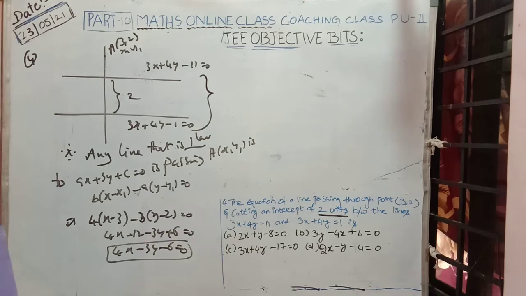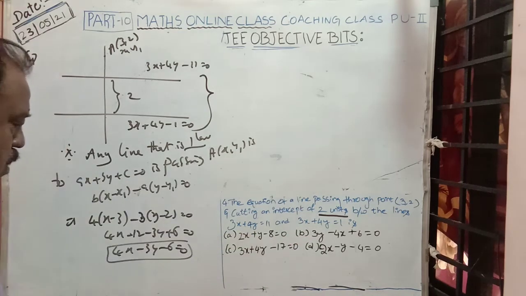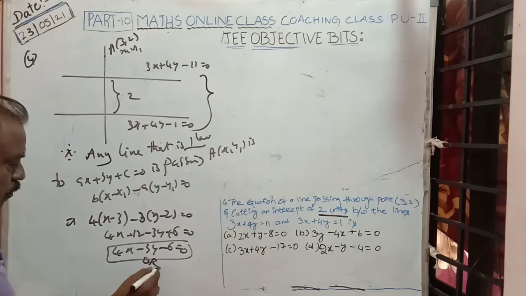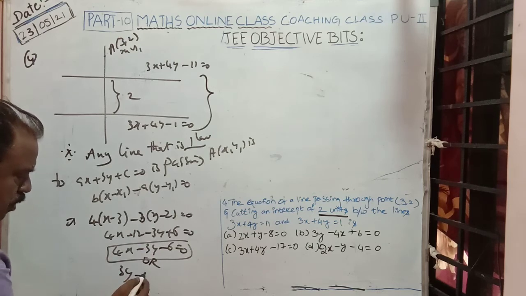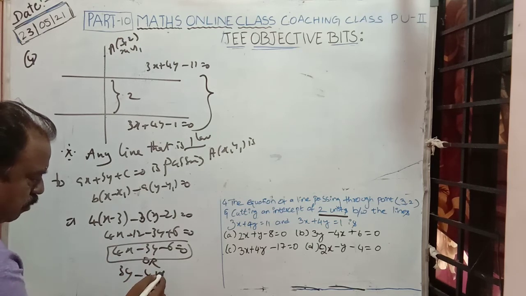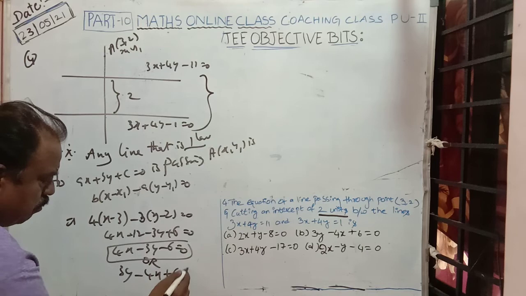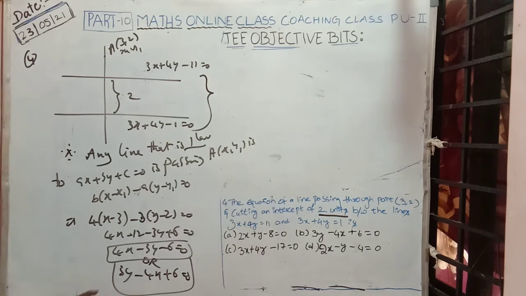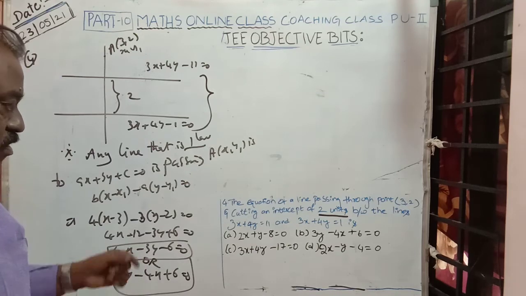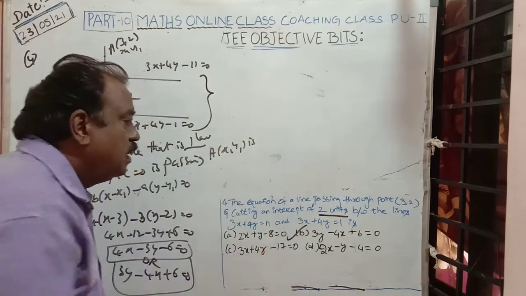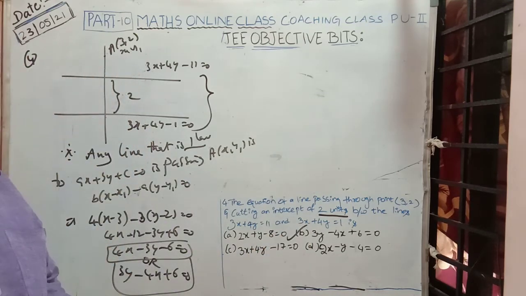But here also a twist is there. It is 3y plus 4x, and minus 6 will become plus 6. So 3y minus 4x plus 6. At the last moment also it twisted. This is the problem. Easy.